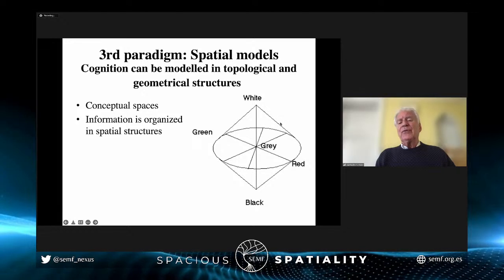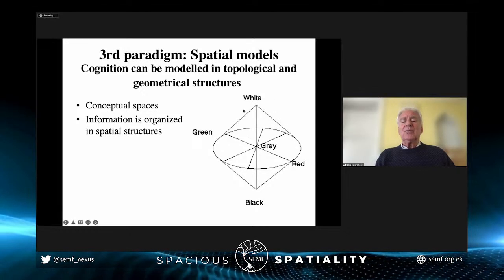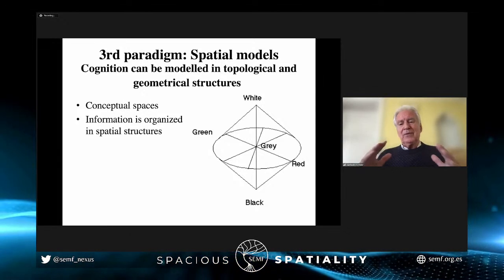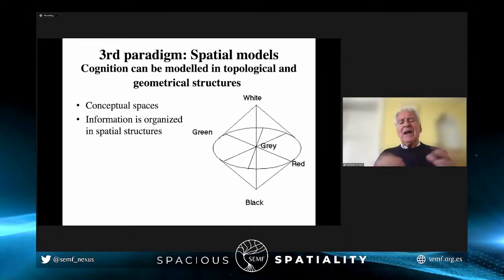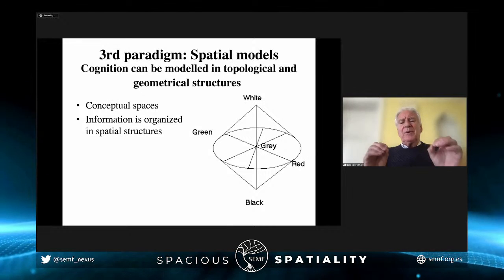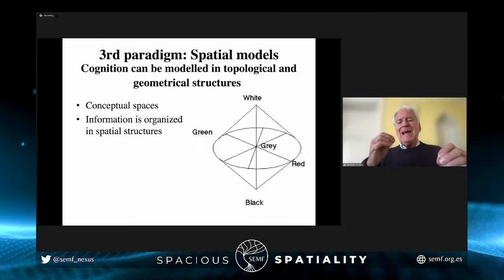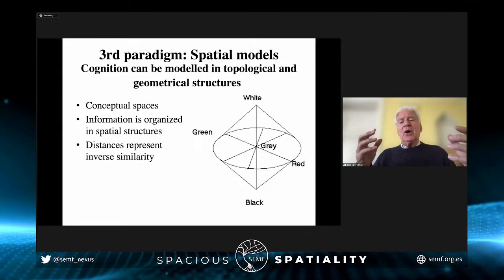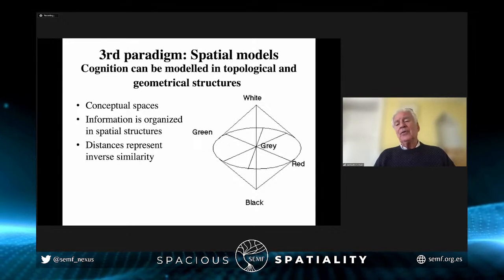And these three dimensions are not totally independent. When you get closer to the white area, you can make fewer discriminations, so the space is shrinking a bit, and similarly at the black area. So what you get is this kind of double cone. And what it represents is human judgments of similarity of colors. So the more similar two colors are, the closer they are located in this color space.